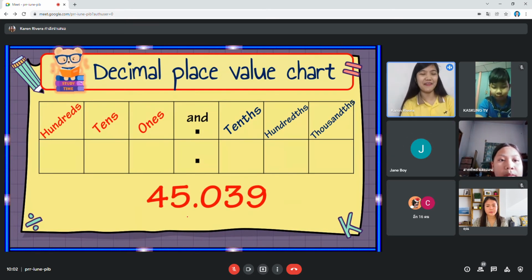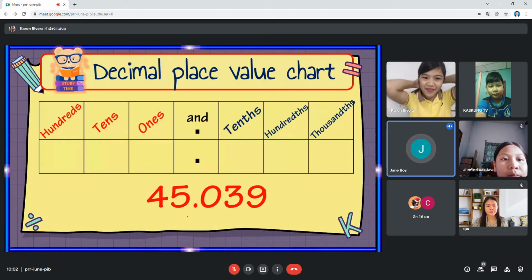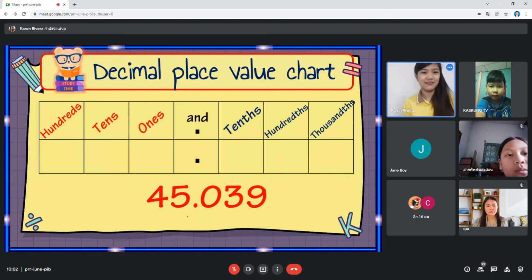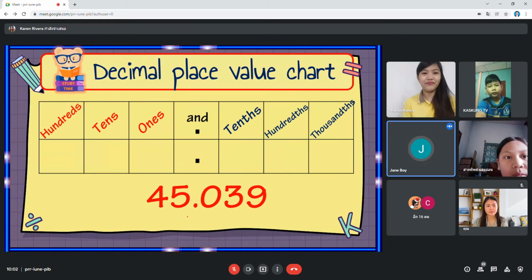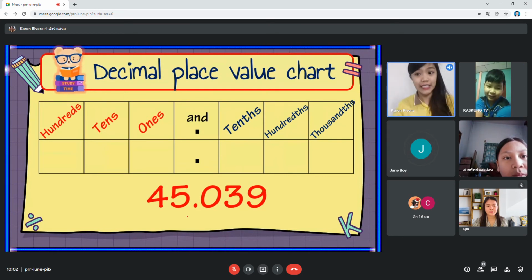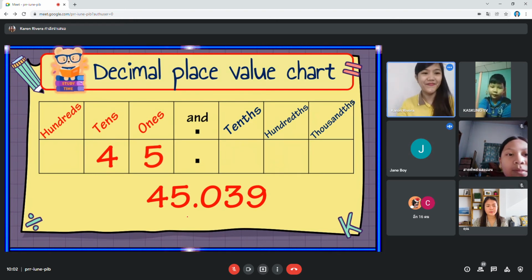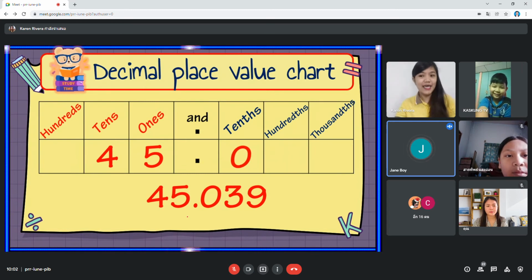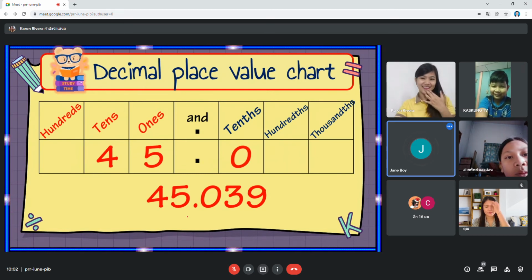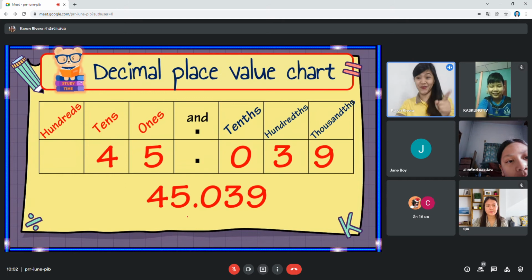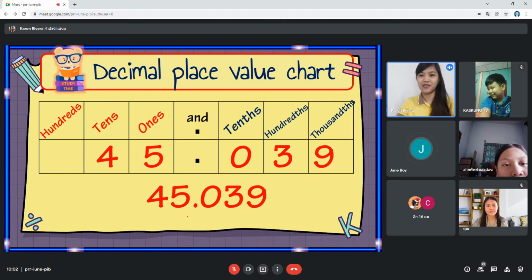How will you read that? Yes, that is 8,000s, but I want you to read that. So, 4 in tens. Yes, correct. How about 5? 5 ones. Very good. 0 in tens. 3 in hundreds. And 9 in thousands. Very good in place value.